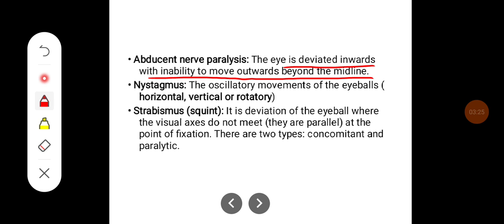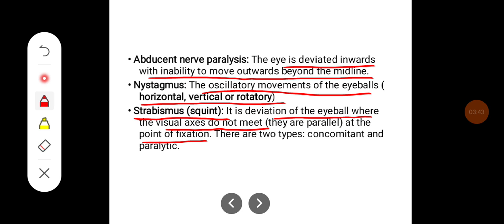Nystagmus is nothing but the oscillatory movements of the eyeball, and they can be horizontal, vertical or rotatory types of nystagmus. And strabismus or squint is a deviation of the eyeball where the visual axes do not meet at the point of fixation. There are two types of squint: concomitant, that is non-paralytic squint, and paralytic squint.